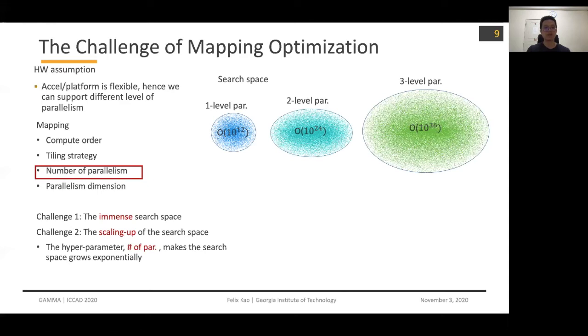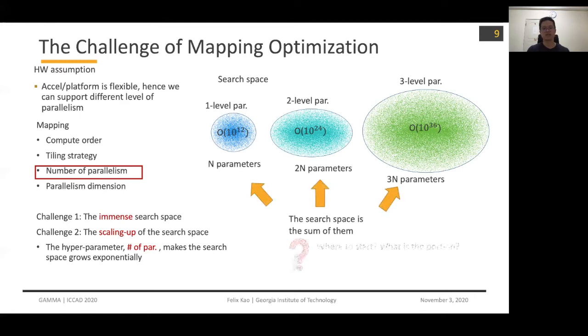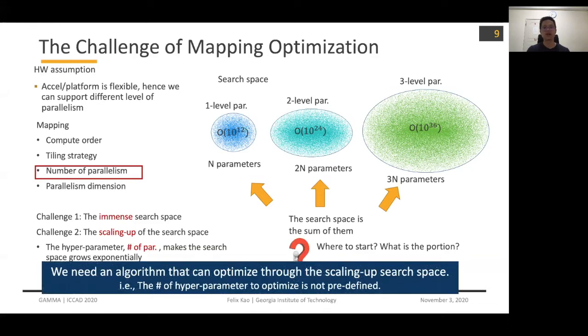So the hyperparameter, like the number of parallelism, actually makes the search space grow exponentially. And we need to search for all of them. But how do we know where to start and what resource portion we want to put in each search space? So we need an algorithm that can optimize through the scaling up of the search space automatically.